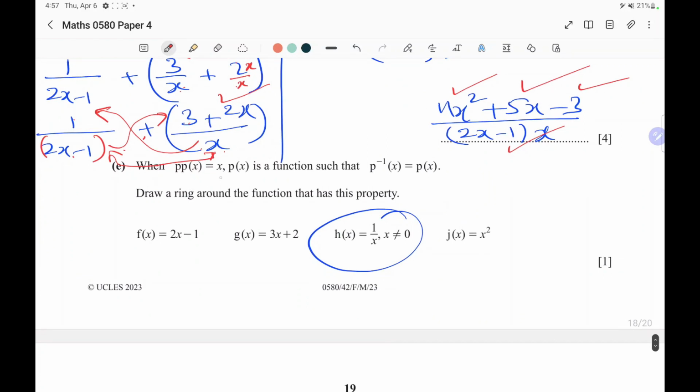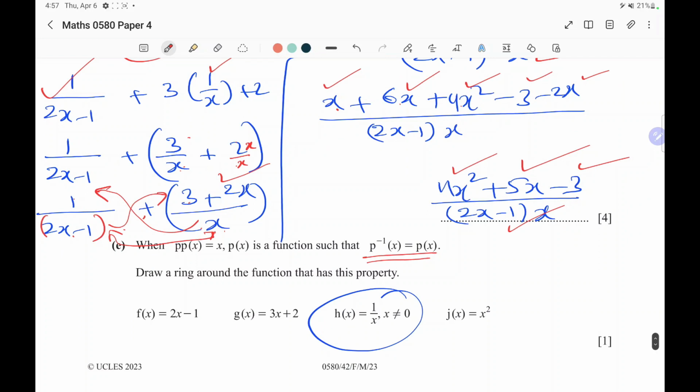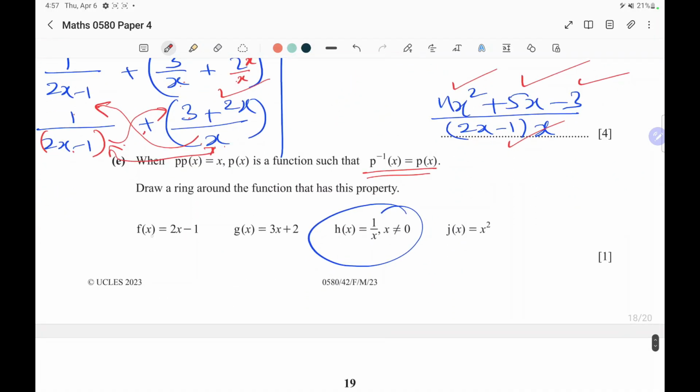Okay, p of p(x) equals x. p(x) is a function such that p inverse x is equal to p(x). Okay, draw a ring around the function that has this property. Like inverse function should be itself function. So here if you find inverse, then that is not okay. This is for 1 mark, so you have to just observe. You're not going to find inverse of all these 4 functions and then tell. It is only for 1 mark. So I will say this question is just based on observation.